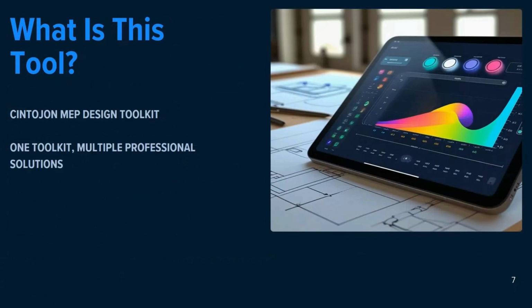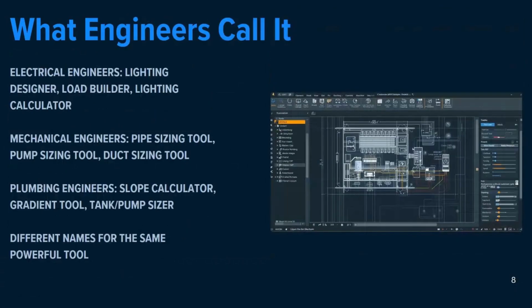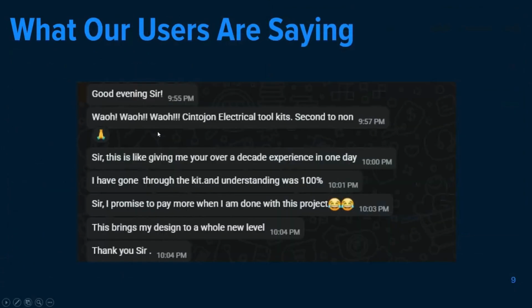Although these days it has different kinds of names depending on the solution it brings to different professionals. For instance, electrical engineers like to call it the lighting designer, electrical load builder, lighting calculator. Mechanical engineers refer to it as a pipe sizing tool, pump sizing tool, duct sizing tool. Plumbing engineers like to call it the slope calculator, gradient tool, tank and pump sizer. Different names for the same powerful tool.